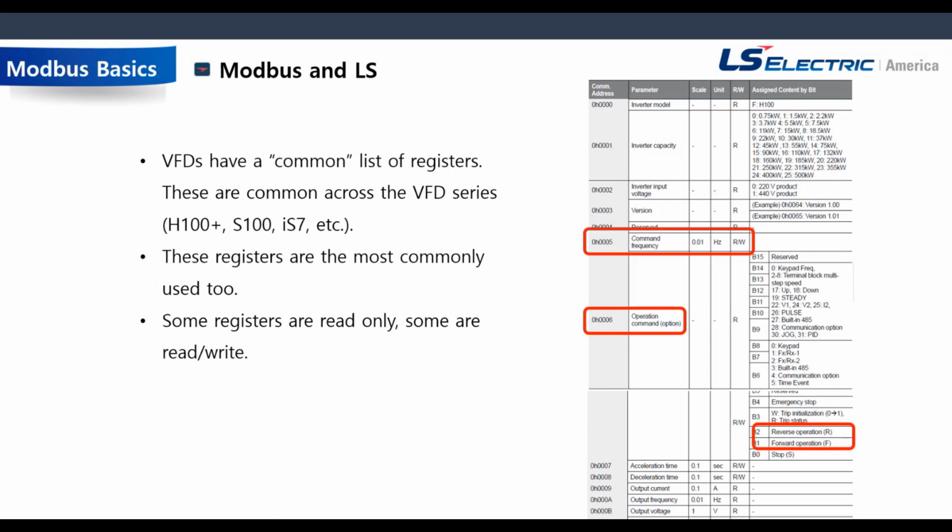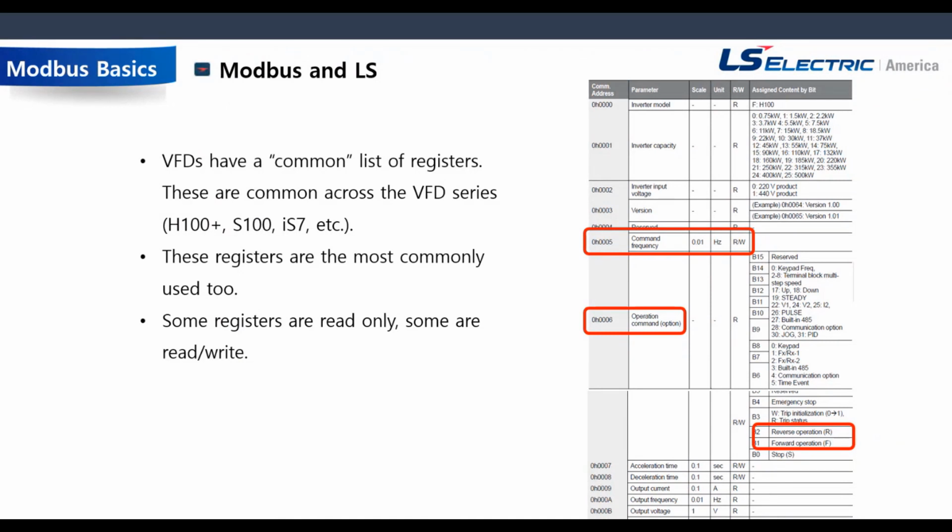All right, let's look at the actual registers for Modbus. All of the LS VFDs have a list of what we call common registers, and these common registers are common across all the VFD series: H100 Plus, S100, IS7, etc. For example, if you look on the right here, your frequency command is register 5. That's hexadecimal, but since it's less than 10, it's just 5. There's nothing to convert there. 5 in hex is the same as 5 in decimal.